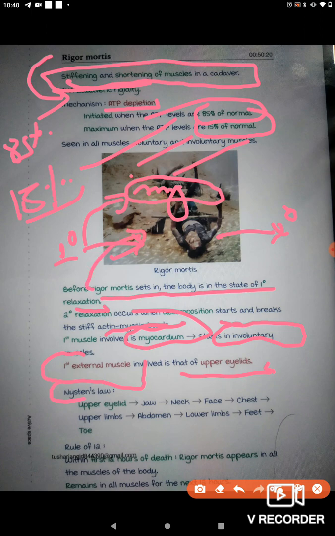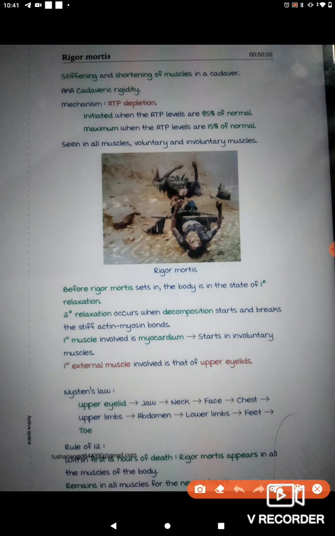So Nysten's law decides the direction of the rigor mortis. First the upper eyelid, then it comes to the jaw, then the neck, then again it moves upward to the face. Then it follows a normal downward path: chest, upper limb, abdomen, lower limb, feet, toe. So we have seen the first rigor mortis is in the upper eyelid.